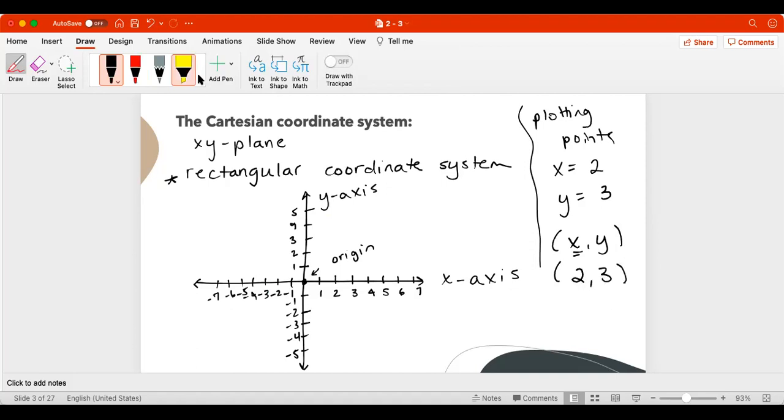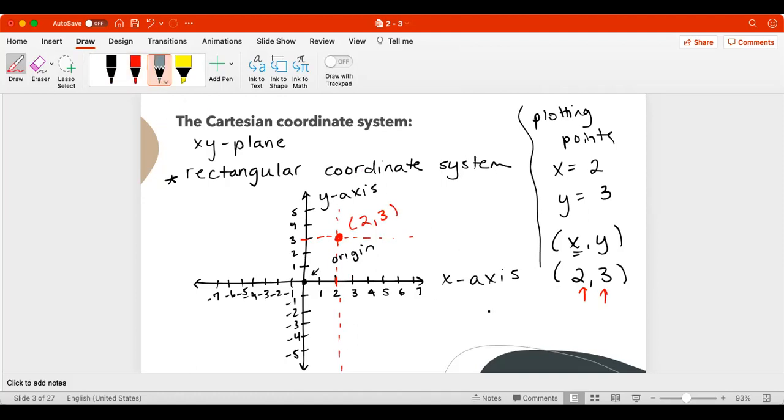And what we're going to do, if we want to plot the point (2, 3), we say, okay, this is the x value, and I'm going to find 2 on my x-axis, which is right here, okay? I'm just going to make a little dotted line. And then I'm going to look for 3 on the y-axis. So the y-axis is the up and down axis, and 3 is right here. And where they cross, that's the location of this point, (2, 3).